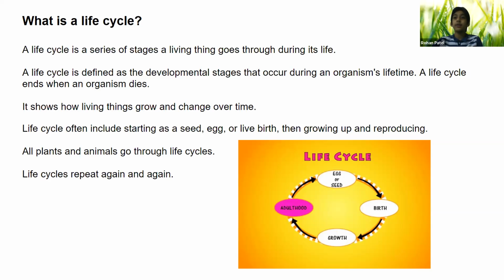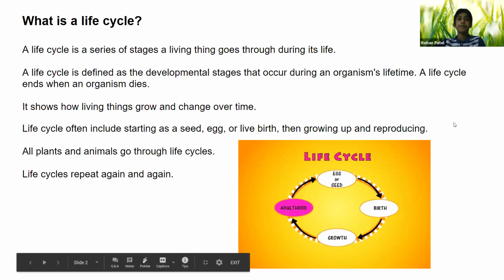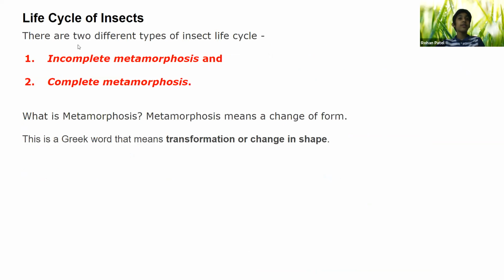That's why it's a cycle, like we talked about. A cycle is endless. It keeps on going on and on and on. Such as the water cycle, it never ends, and the rock cycle. So this is the life cycle. Let's start off with insects.